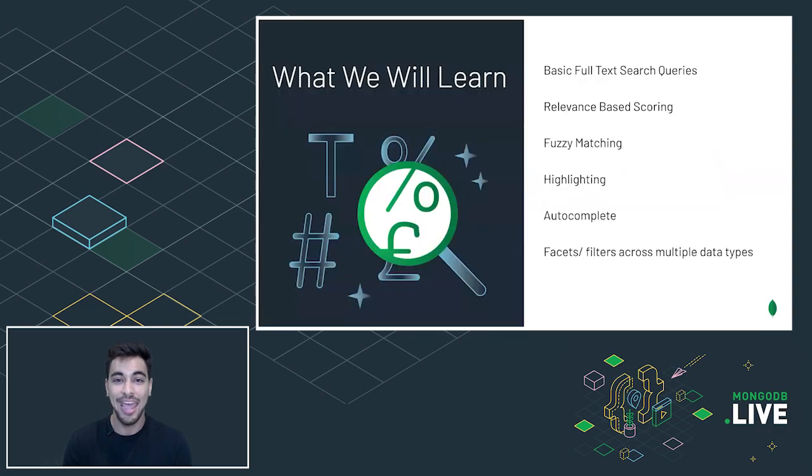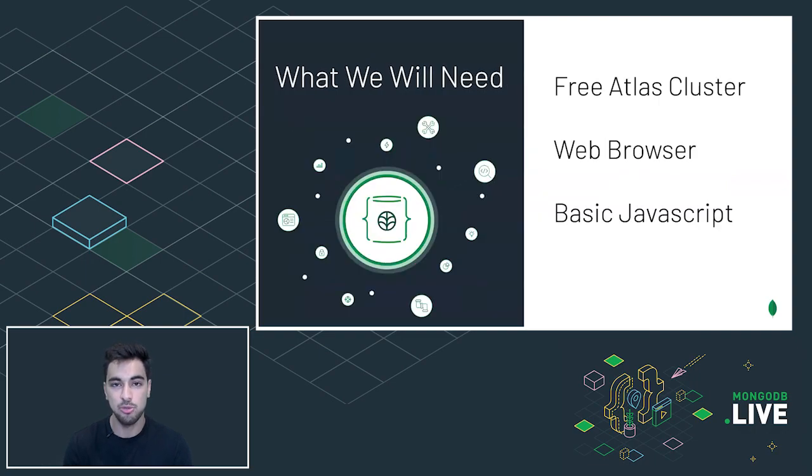So today we're going to be getting hands-on with building out basic full text search queries with relevance-based scoring, adjusting to typos using fuzzy matching, highlighting and autocomplete, all while building out multiple different facets and filters across multiple different data types. And the three things we're going to need is a MongoDB account so we can leverage a free tier M0 Atlas cluster, a web browser so we can access our Atlas environment as well as a hosted coding environment, and some basic knowledge around JavaScript since that's what our application is going to be written in.